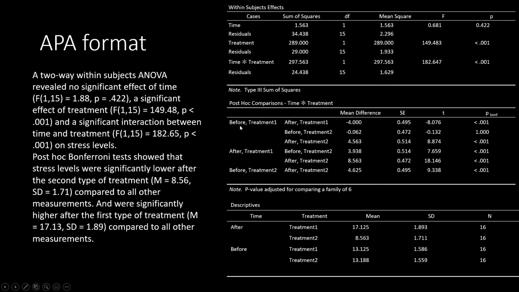In this case, before the first treatment and before the second treatment had no significant differences from each other. However, there was an increase before the first treatment and after the first treatment, and a decrease before the second treatment and after the second treatment. So we can write that up over here. Post hoc Bonferroni tests showed that stress levels were significantly lower after the second type of treatment, and I provide the mean and standard deviation compared to all other measurements, and were significantly higher after the first type of treatment compared to all other measurements, again with the means and standard deviations.